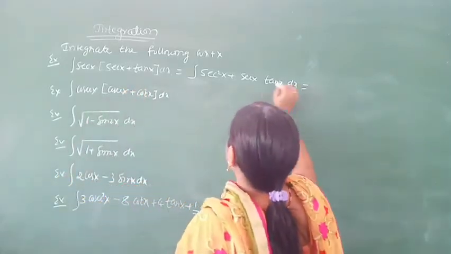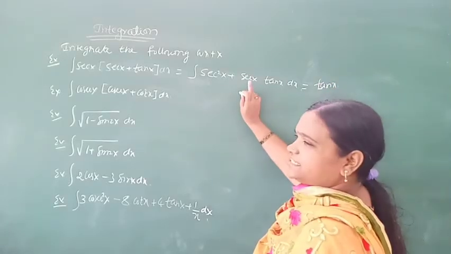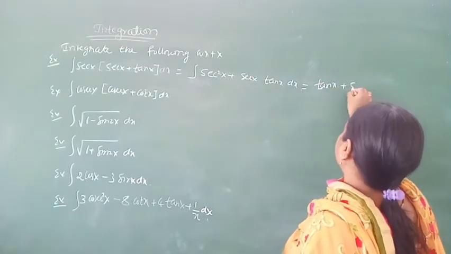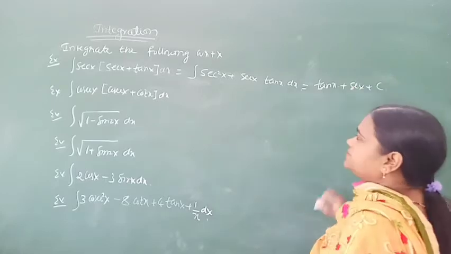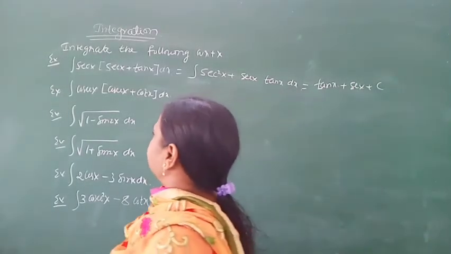And we know the integration of sec square x is tan x. We can write it directly. And the integration of sec x tan x, we get sec x, plus c. A 1-mark question. Simple. If you know the integration, you can do it.